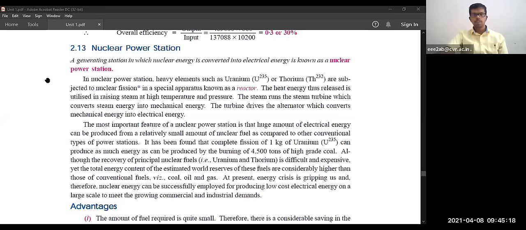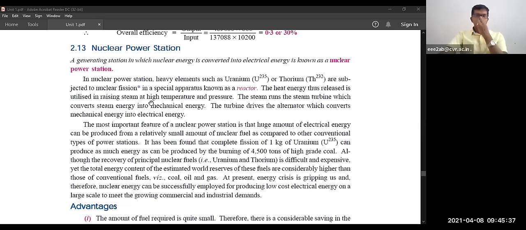So this substance is subjected to nuclear fission. We make it undergo nuclear fission in a special apparatus called a reactor. The heat energy thus released is utilized for raising steam.